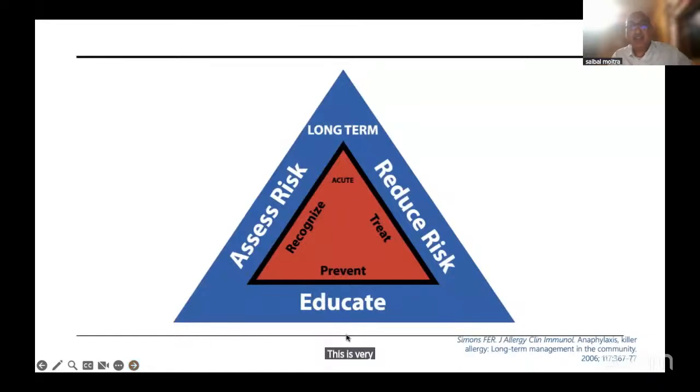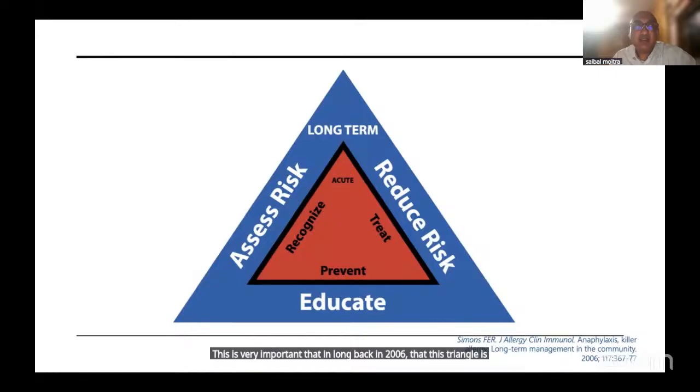Long back in 2006, this triangle caught my eye and it stays with me. For any condition, we need to assess the risk, reduce the risk, and educate for long-term prevention. And for immediate prevention, we need to recognize, treat, and prevent. This goes for the majority of diseases, and it goes the same for anaphylaxis. In an acute setting, we need to recognize it, treat it, and know how to prevent it. But in the long term, we need to assess the risk, reduce the risk, and educate the healthcare professionals and the patients together.